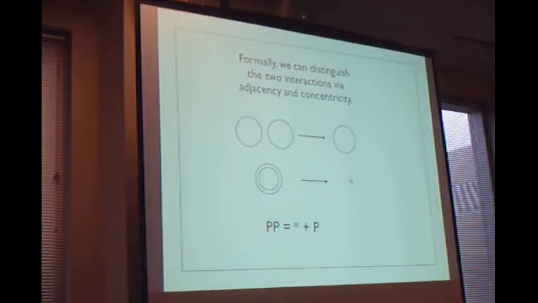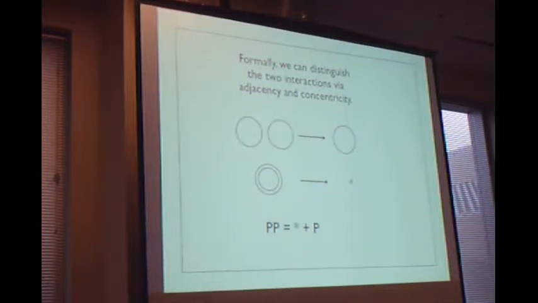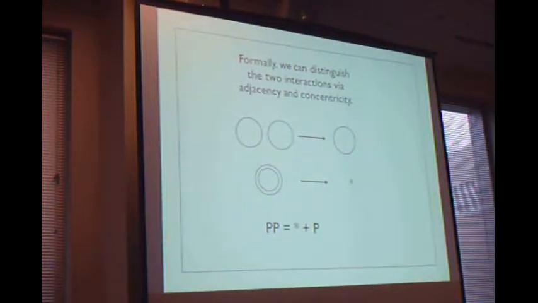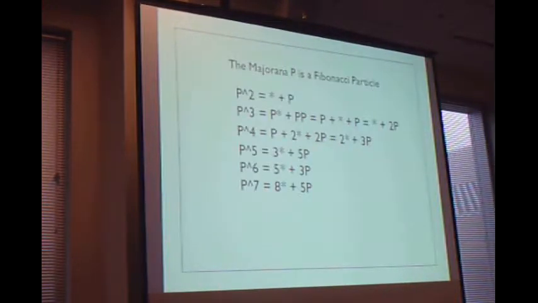And that may remind you of a quadratic equation from long ago: x squared equals 1 plus x. And it has the same formal properties. So that if you let Majorana fermions interact with one another more than once, you will pick up Fibonacci numbers.